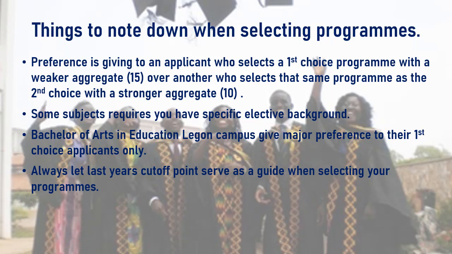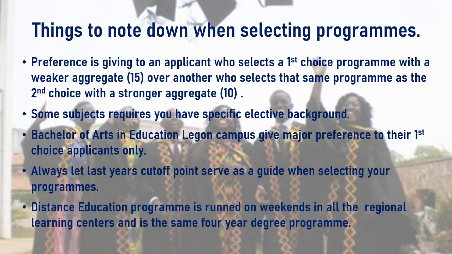Always let last year's cutoff point serve as a guide when selecting your programs. So for instance, the cutoff point for Bachelor of Arts Education as of last academic year was aggregate 22, and if you know your aggregate is 23 or 24, it's not advisable to take the Bachelor of Arts in Education program because you don't qualify for the program. Distance education program is run on weekends in all the 11 regional learning centers and is the same 4-year degree program.